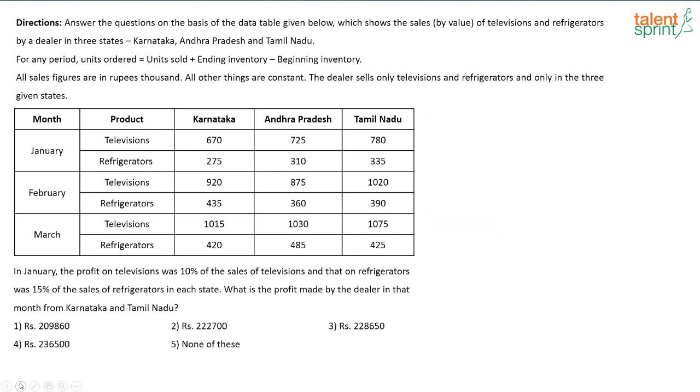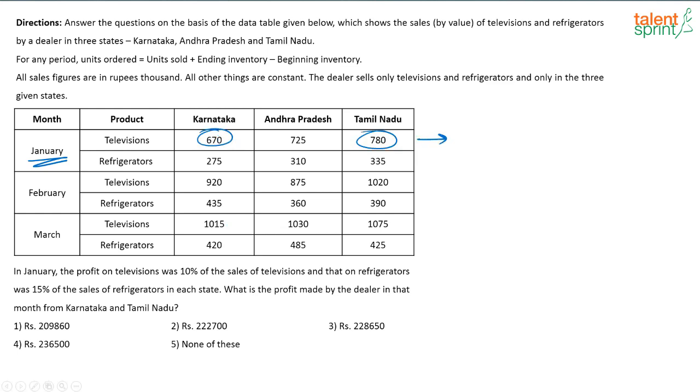Next one. In January, the profit on television was 10% of the sales of television, and that on refrigerators was 15% of the sales of refrigerators in each state. What is the profit made by the dealer in that month from Karnataka and Tamil Nadu? So in January, the profit on television was 10% of sales of television, 15% on refrigerator. So we are looking at January and you are looking at only two states, Karnataka and Tamil Nadu.